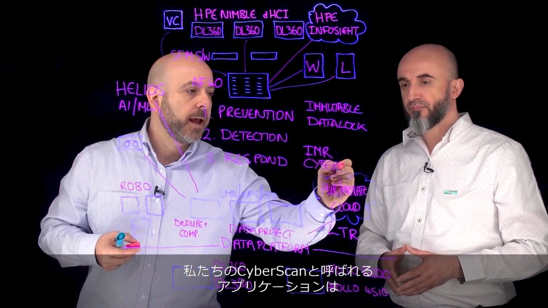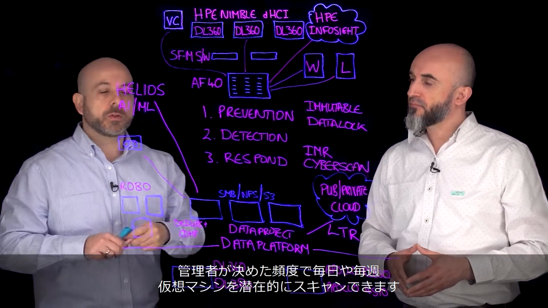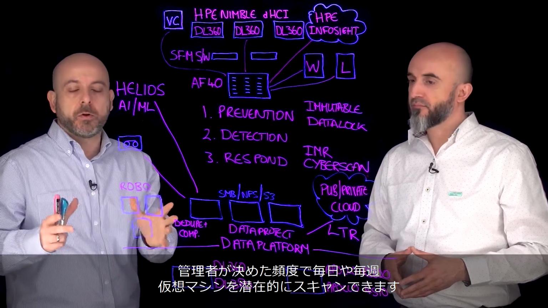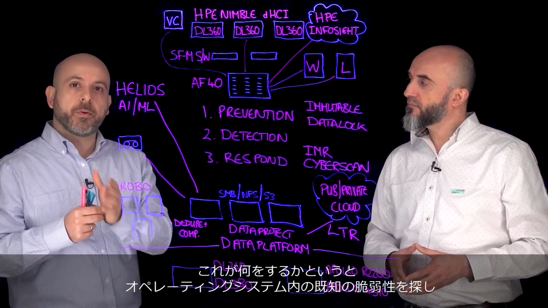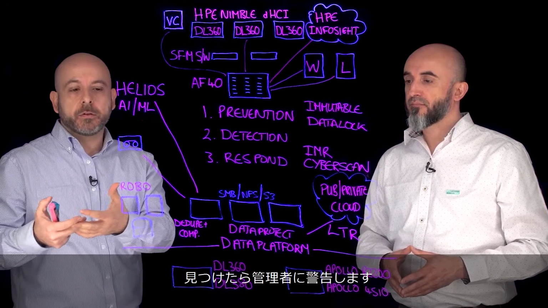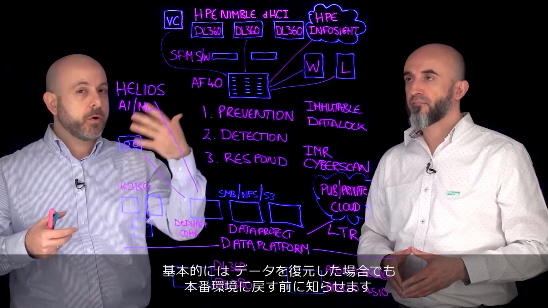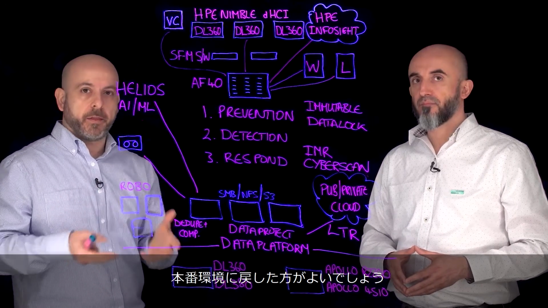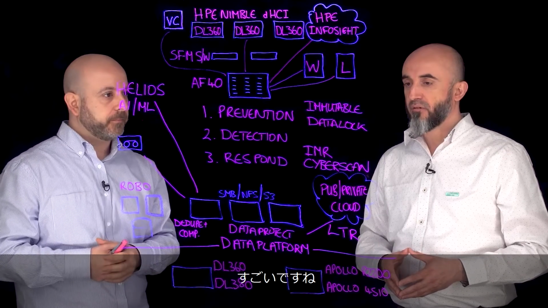Okay. And what this does is it allows us to scan the virtual machines potentially on a daily basis, weekly basis, it's up to the administrator. But what this will do is it will look for any known vulnerabilities within the operating system and alert the administrators and basically let them know that before they put this data back into production, even though we've restored it, it's probably a good idea to patch those vulnerabilities and then bring it back into production. You can do that in an isolated network, for example. Perfect, great. Ezat, thank you for that.